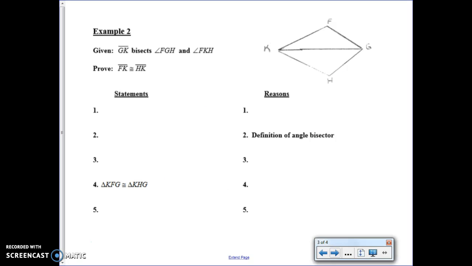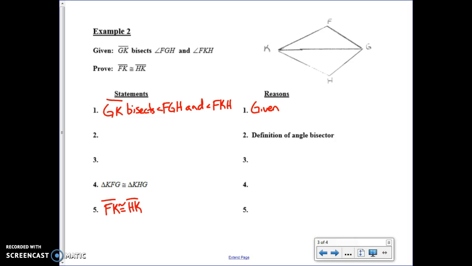Let's see how we would use this. So our proofs are going to start out the same. And there's that triangle that I told you could peek at if you needed to. So our given statement says GK bisects angle FGH and angle FKH. And so our reason is that it's our given statement. Now I'm going to go ahead and go to the bottom here and say FK is congruent to HK.